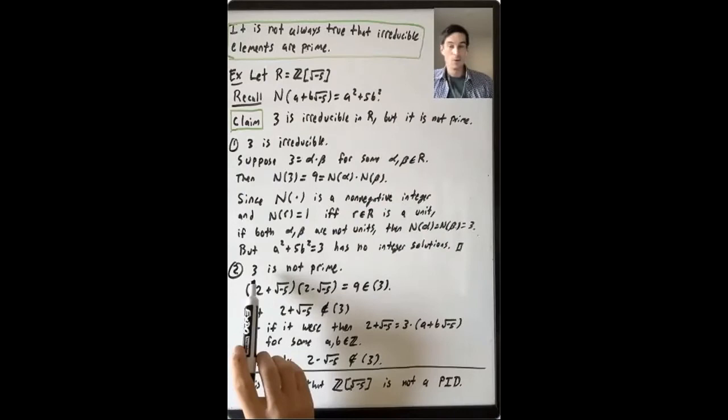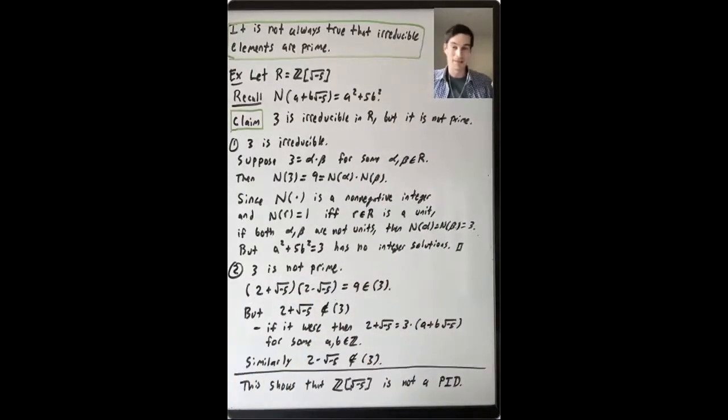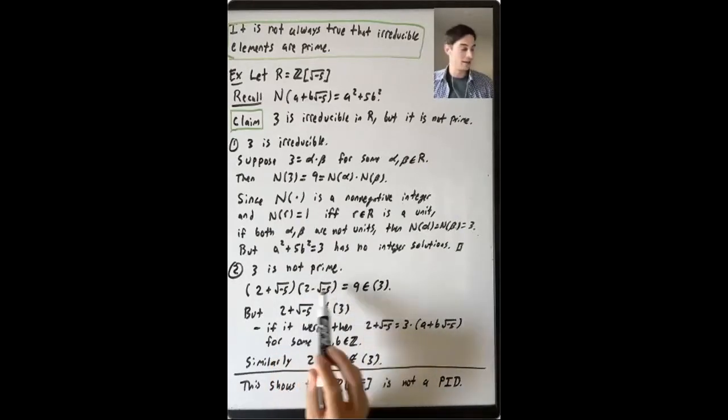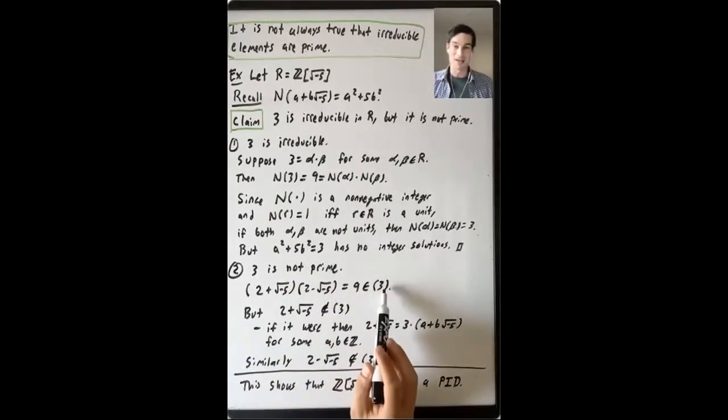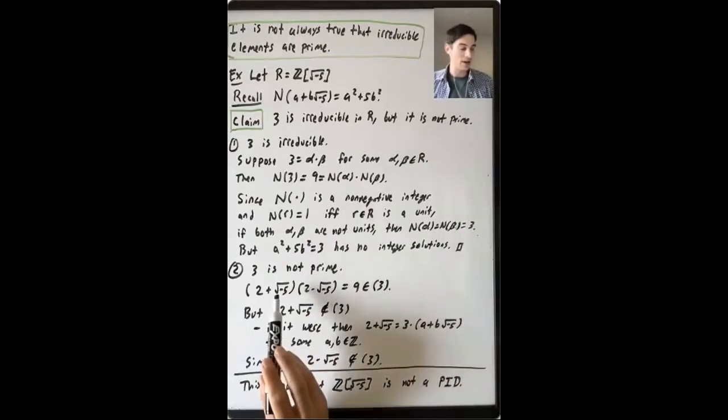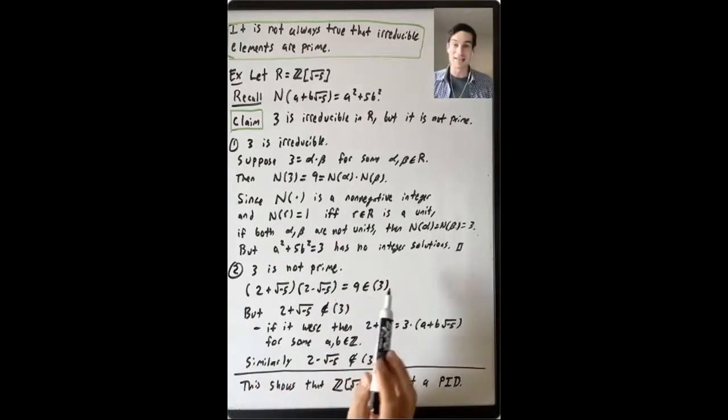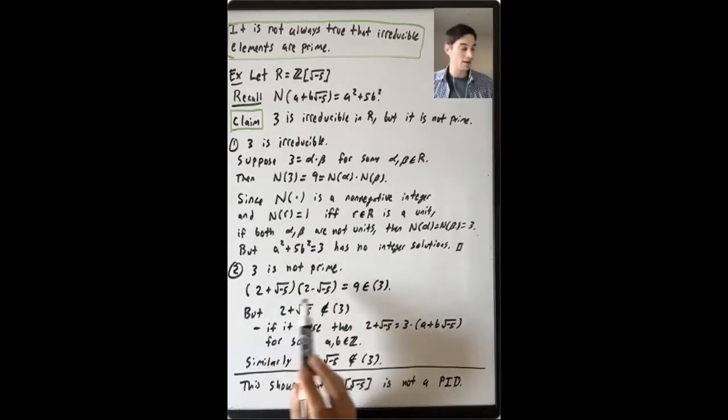Okay. Why is 3 not a prime element? So it is irreducible. Why isn't it prime? Well, if you take 2 plus square root of -5 times 2 minus square root of -5, you get 9. And that is in the ideal generated by 3. So we have a product of two things that's in the ideal generated by 3, but I claim that neither one of these things is in the ideal generated by 3. So this ideal is not prime because we have a product A times B that lands in the ideal, but A is not in the ideal and B is not in the ideal. So let's just check that this is true.